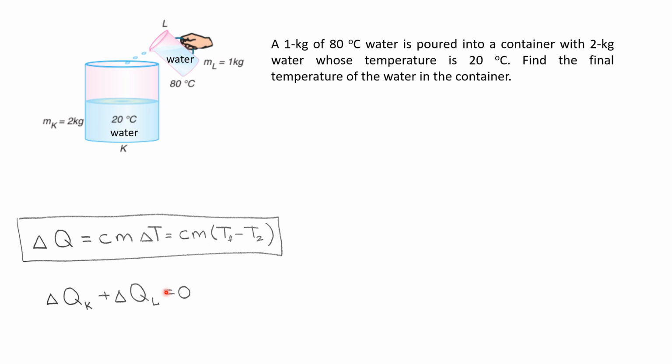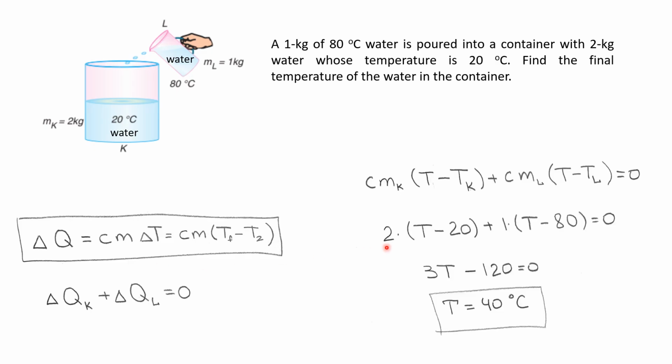Well, so let's solve this problem. All we need is essentially these two concepts. So we're going to write down for K: C, the specific heat of water, times the mass of K times the final temperature. Let's call it T for now, because that's what we want to find. We don't know it. Minus the temperature of K at the moment, plus C times the mass of L times T, again the final temperature of this mixture, minus the temperature of L at this moment.